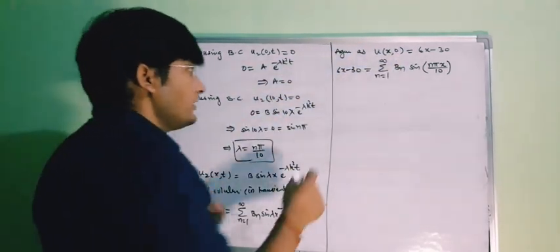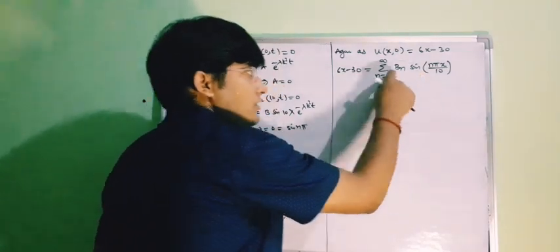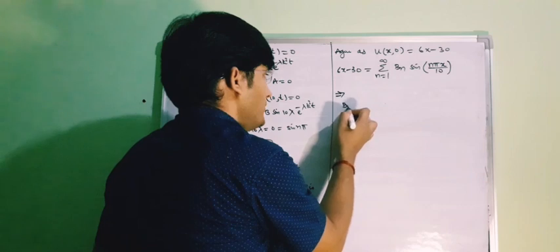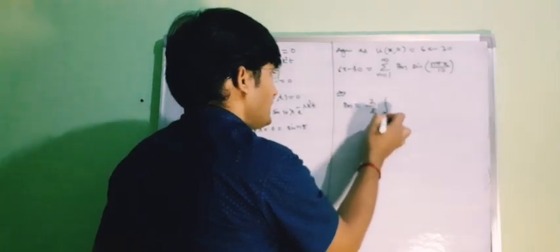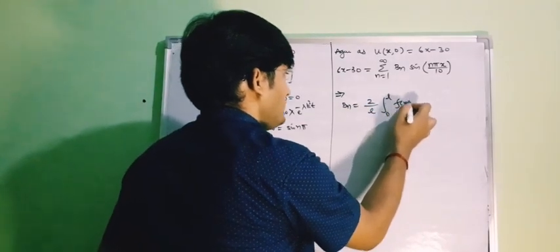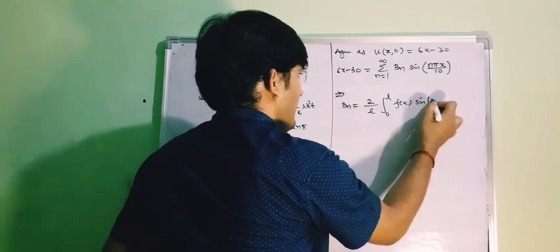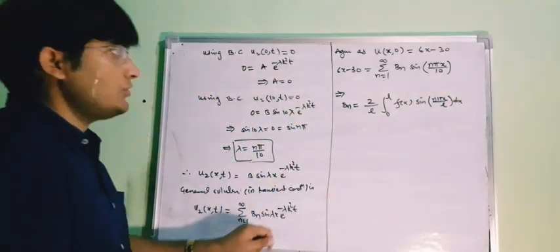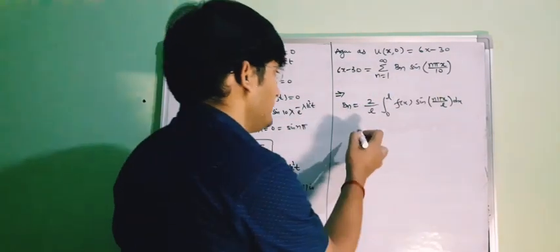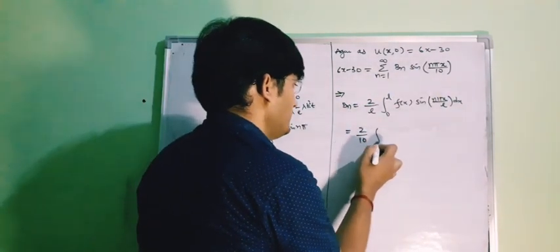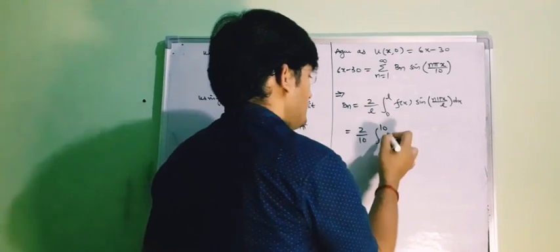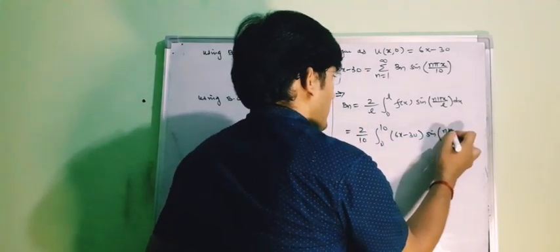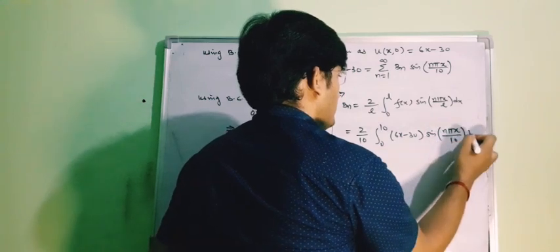So that will be your 1. Now here you can see that this is your half range sine series. So in half range sine series, our Fourier coefficient will be 2 upon L, integral 0 to L, f(x) sin(n pi x upon L). Here the length of the rod is 10, so L will be 10. So this will be 2 upon 10, integral 0 to 10, your f(x), that means the function, is 6x minus 30, into sin(n pi x upon 10) into dx.